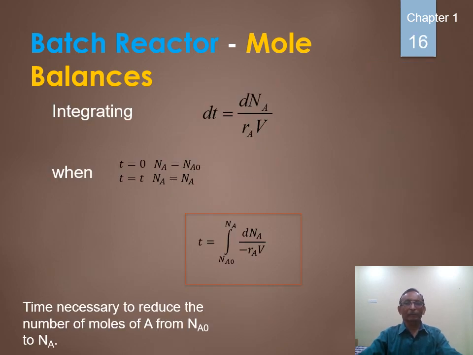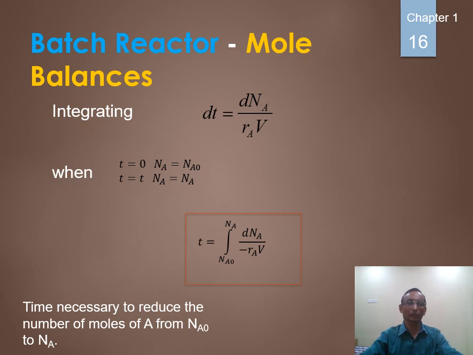Then the batch reactor: we are going to identify how much time is required to perform the reaction. We are going to use that equation, 1/V dNA/dt = RA. This is rearranged, and you get dt, which means the time required. If you integrate from time 0, with NA0 being the initial moles available, it converts to the final moles after time t.